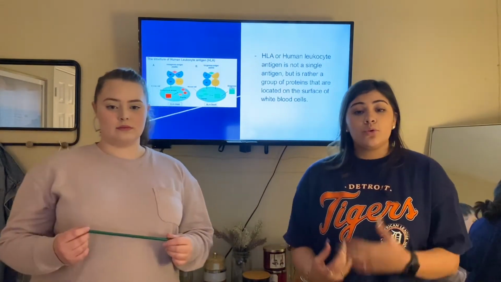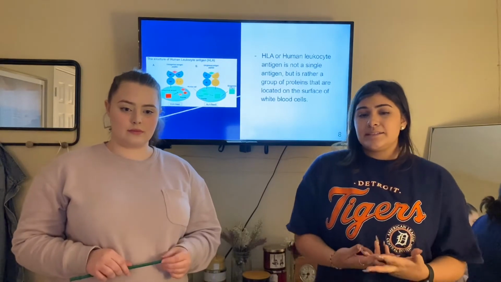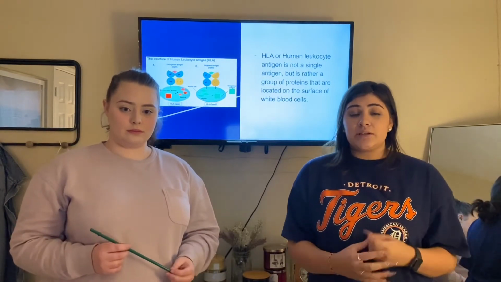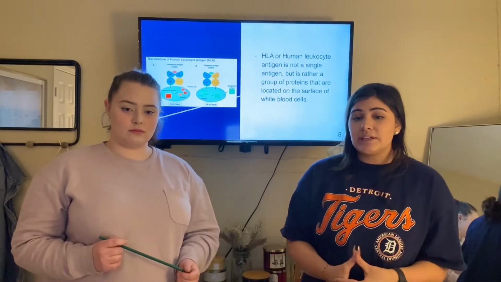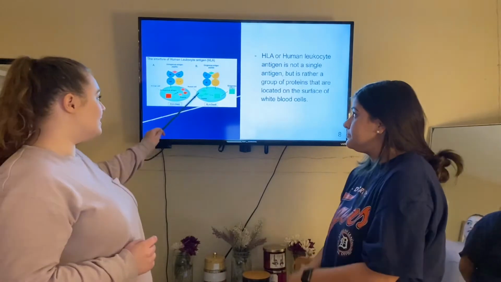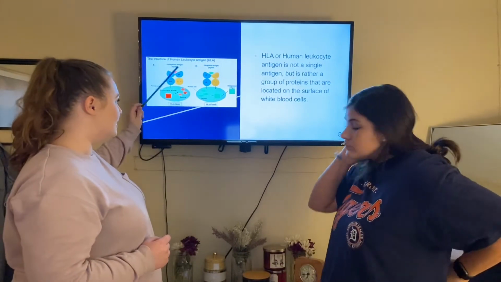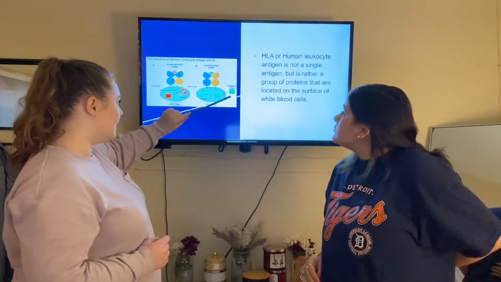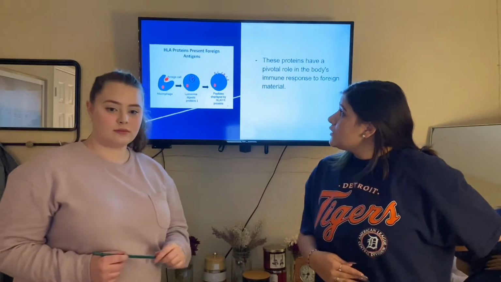So HLA is also known as the human leukocyte antigen. The HLA is not just a single antigen, it's actually a group of proteins that are located on the surface of white blood cells. This is a human cell, and this is the structure of the HLA antigen, and you can see the peptides and the antigens.